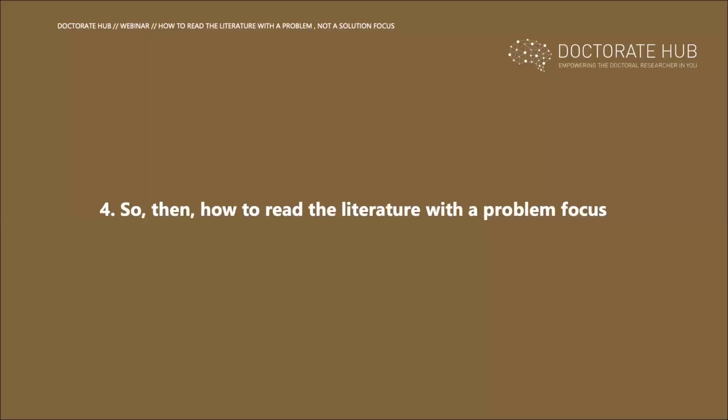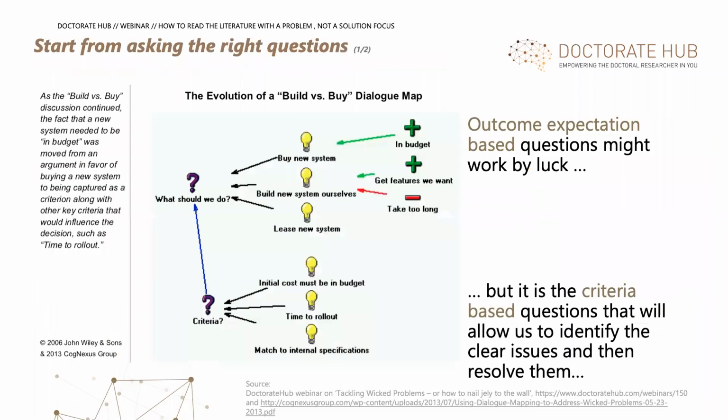Now, to link it to the literature: how to read the literature with a problem focus. I think for the start, it's important to ask the right questions. Are your questions just projecting outcome expectations, like, what should we do? Oh yeah, that's a good open question. And it's an exciting question because it invites us to speculate, to envision, and to do all of the things that are awesome, cool, exciting, motivating, but it also diverts our attention away from where it should be spent: what are the criteria based on which we are evaluating what we might be doing?